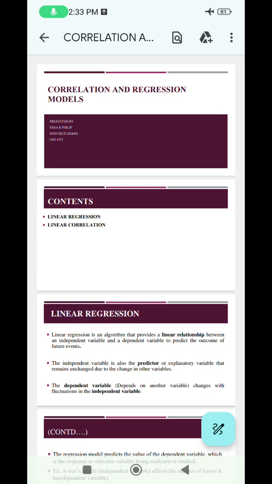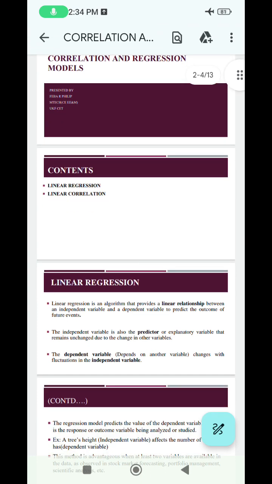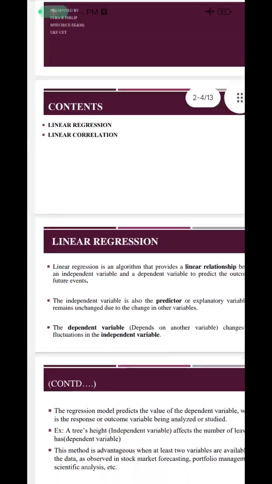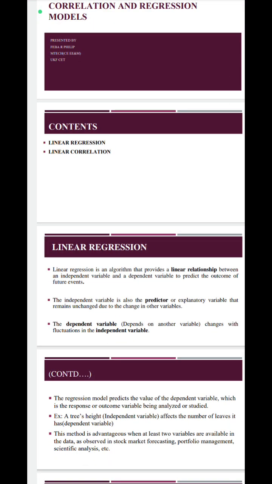Today I am here to present my seminar topic on the probability and statistics subject. My topic is based on chapter 4, the correlation and regression model. My contents are linear regression and linear correlation. First of all, we have to look at linear regression. What is meant by linear regression?